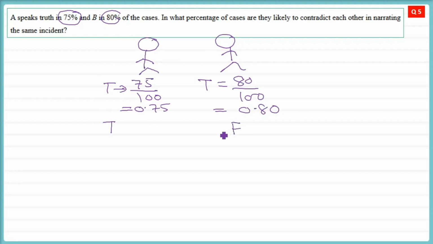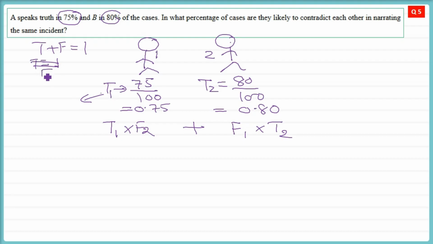Now, when the first speaks truth and the second says false, this is the first condition, because they need to contradict each other. If one says yes, the other has to say no. So first says yes, second says no: T1, F2. One is for first person, two is for second person. Or the first says false and the second says true. So T1 is the truth for the first one, T2 is the truth for the second one, F1 is the false of the first, F2 is the false for the second one. Truth plus false is equal to 1 as far as probability is concerned. So the false will be 1 minus truth.